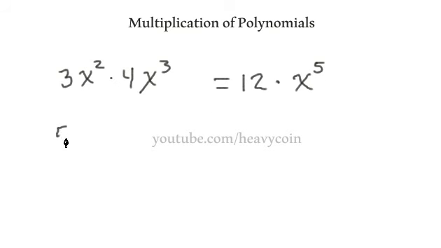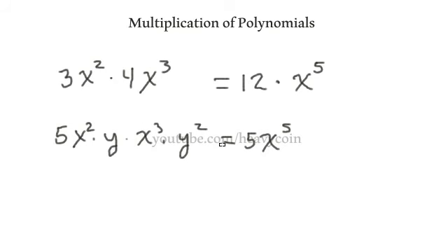Alright, let's do another one. Let's say I had 5x squared times y times x to the 3rd times y squared. So we want to look at the terms that are alike. Well, we have x squared, we have x to the cube, so we just add their exponents. That becomes x to the 5th. I'm going to carry this 5 over, and then that would become y to the 3rd.